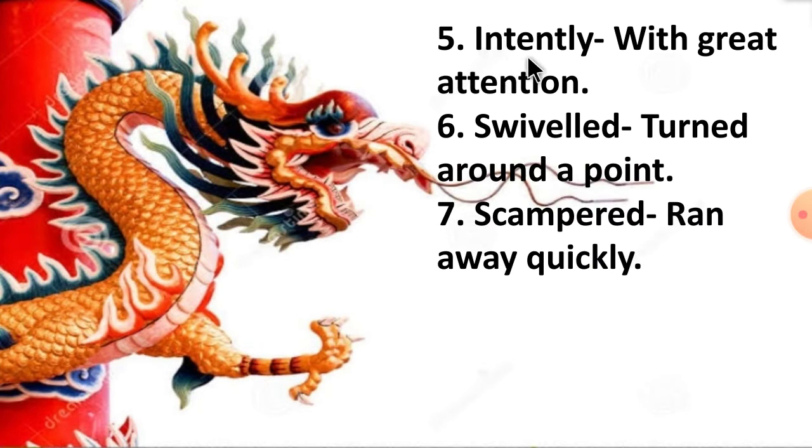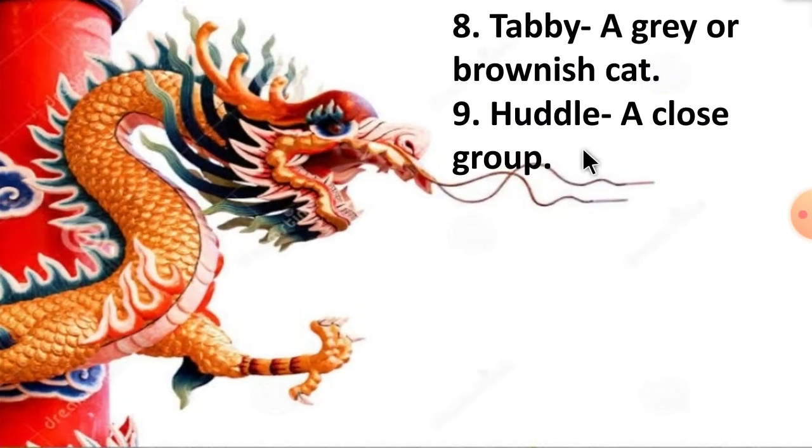Then number 5, intentionally, with great attention. Number 6, swiped, turned around a point. Scampered, ran away quickly. Then next is tabby. Tabby means a grey or brownish cat. Then next is huddle. Huddle means a close group.